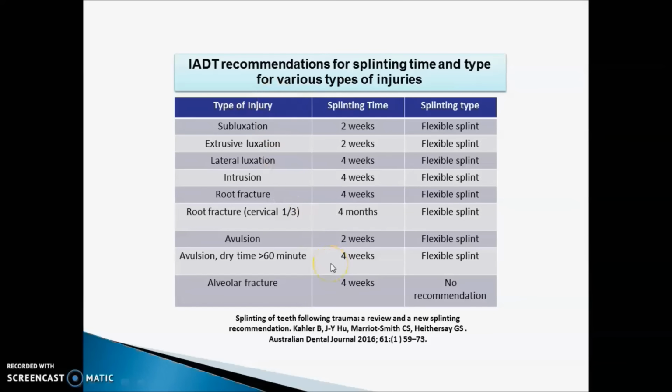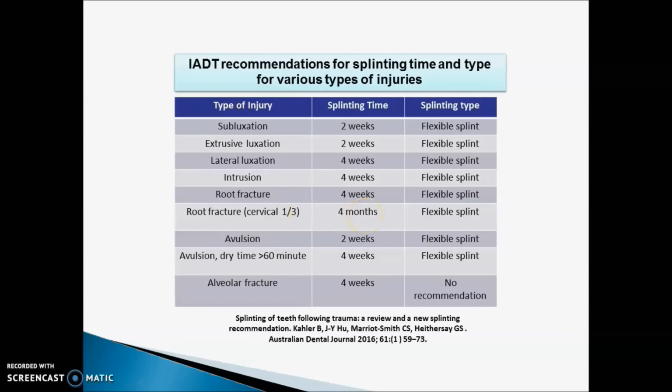Aspirants, there are a lot of books giving splinting guidelines, for example, if there is an avulsion injury, how many weeks we have to splint and which type of splint should be used. This is the latest guideline from the IADT. Please follow this for your AIIMS and NEET exam, because in the exam they are going to follow this only. If there is subluxation injury, the splinting time is 2 weeks. Extrusive luxation, 2 weeks. If there is lateral luxation, intrusion, or root fracture, the splinting time increases to around 1 month, that is 4 weeks. If there is a root fracture of the cervical third, the splinting is around 4 months.